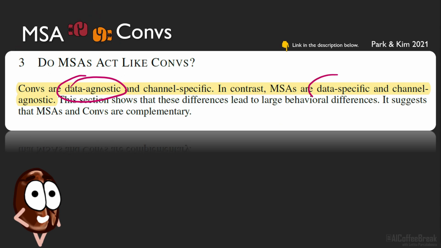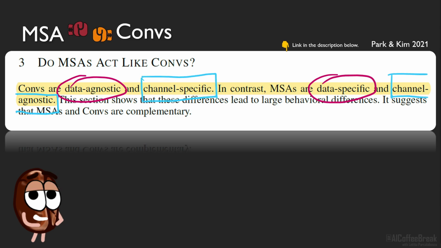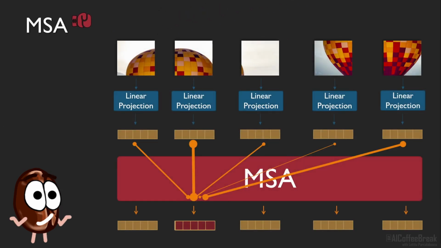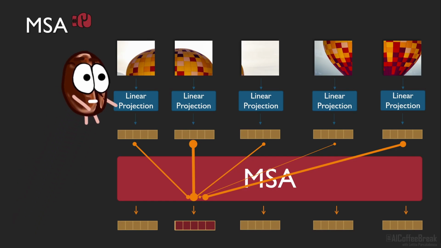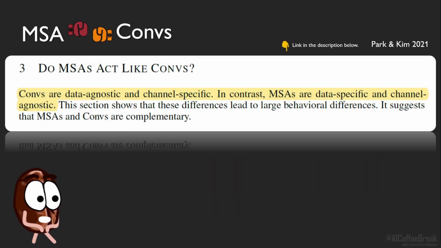First, something we have discussed already, convolutions are data agnostic and MSAs are data specific. Secondly, convolutions are channel specific, where kernels are learned for each channel. And MSA does not care on which channel they are applied. In fact, the patches that first consist of 3 channels for red, green and blue are all smashed together into one vector. So if we cite, convs are data agnostic and channel specific. In contrast, MSAs are data specific and channel agnostic. Then the conclusion of this paper is that they should be complementary. So we need them both.